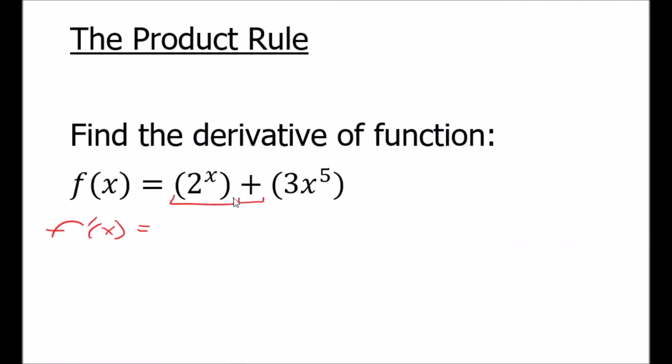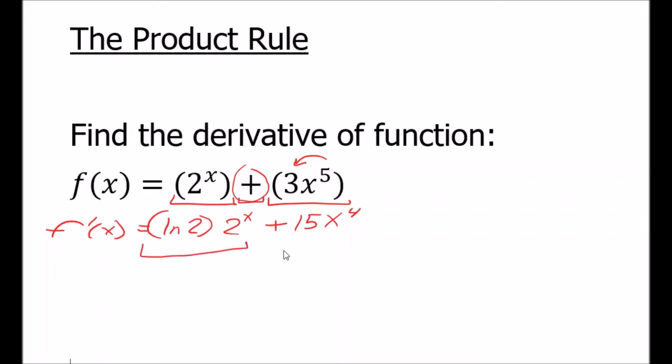This is an exponential function, so the derivative, of course, is ln of the base times the original function times the derivative of x, which is just 1, so I won't even bother writing that, plus the derivative of the second function. Now I'll use the power rule for this, so that is 15x to the fourth. So just to be clear, the derivative of the sum of two functions is just the derivative of the first function plus the derivative of the second function.